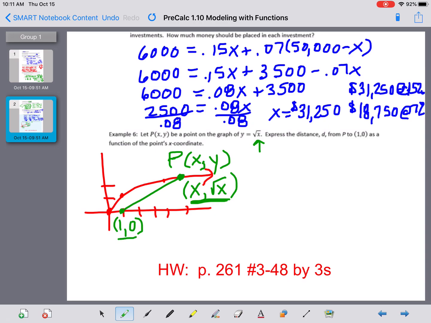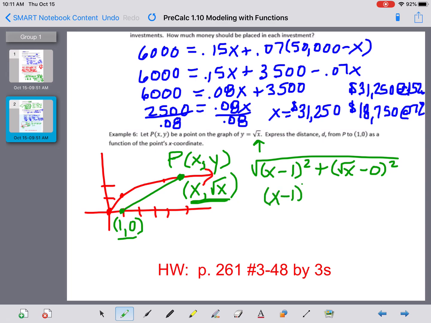Okay, I'm going to find the distance formula now, because that's what I'm finding, the distance between my 2 points. So remember, it's the square root of my, subtracting my X's. I'm going to do X minus 1, squared, plus subtracting my Y's, which is the square root of X minus 0, squared. Okay, what can I clean up? I can't do much with X minus 1 at the moment. Square root of X, when I subtract here, I just get square root of X squared.